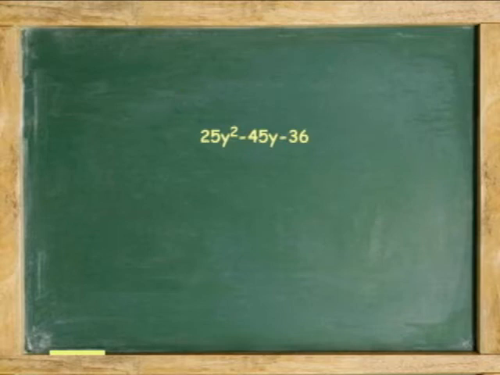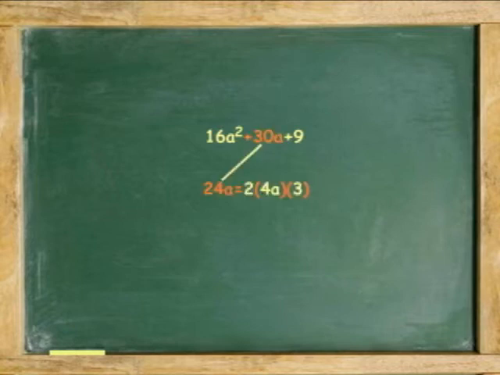Another example, 25y squared minus 45y minus 36 is not a perfect trinomial square because the last term is negative. Another example, 16a squared plus 38 plus 9 is not a perfect trinomial square because the middle term is not twice the product of the square roots of the first and last terms.